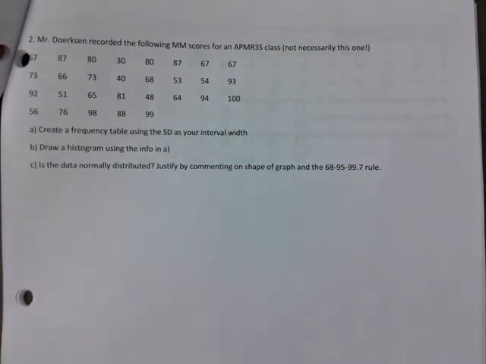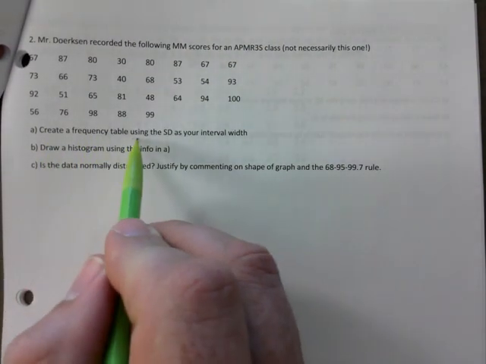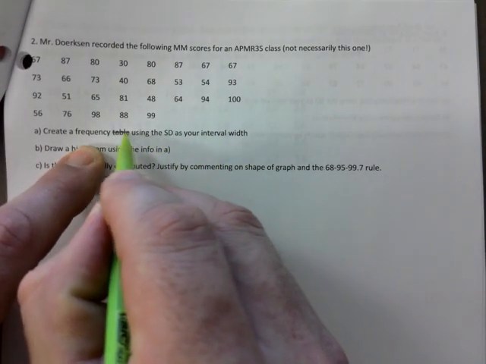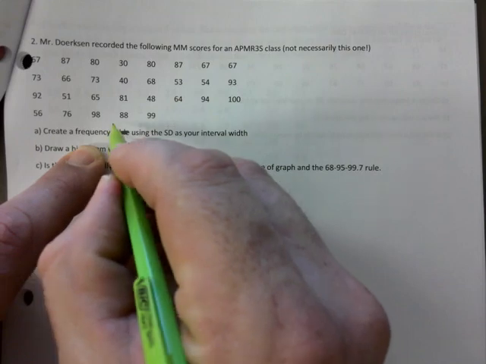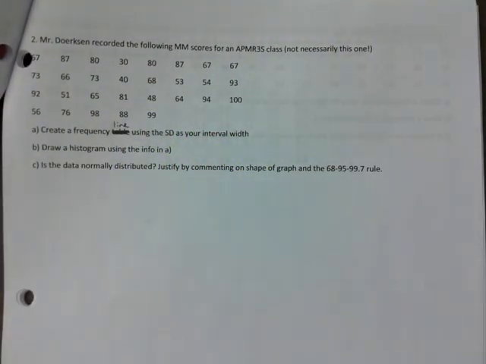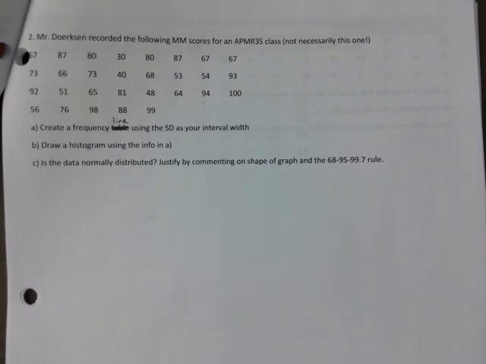So here it is again. Create a frequency table using the standard deviation as your interval width. You can just go frequency line. This is only going to be okay if you're trying to show whether or not data is normally distributed. Okay? And trust me, on a quiz or test, I will say frequency line. I've changed that. So you don't have to worry about what's happening here.